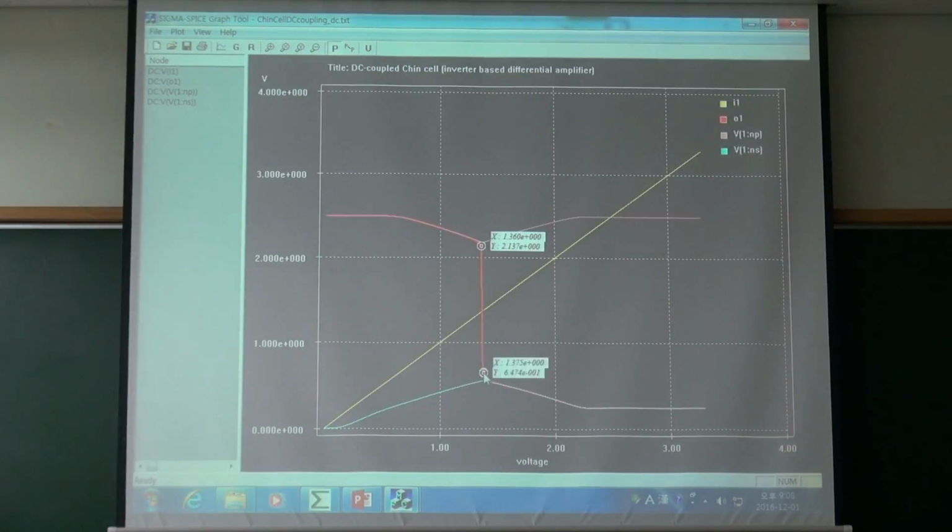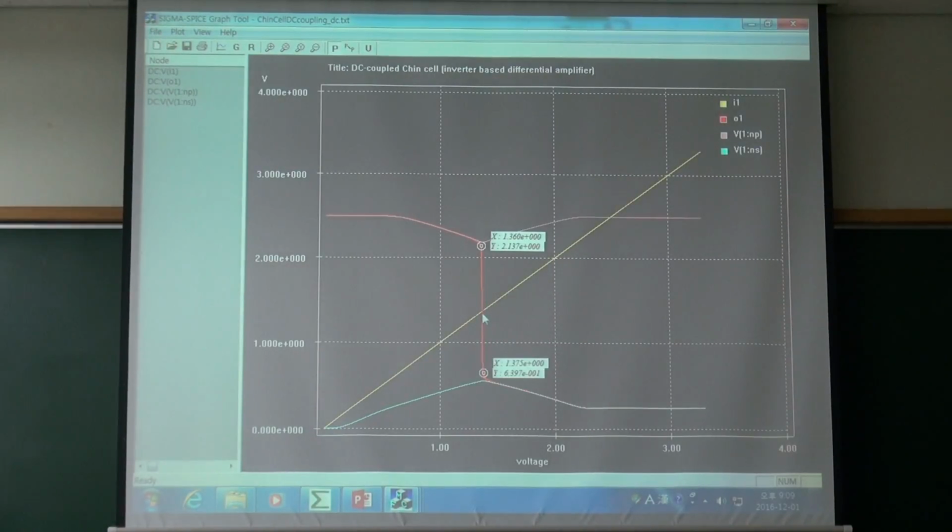And here it is 0.6 volt, so I have a 1.5 volt swing there. Only half, right? This blue one is the lower internal node. This magenta one is the upper internal node. Okay, my swing is severely limited, especially on the upper side. 1.2 volt drop here, and then 0.6 volt drop on the bottom side, okay?